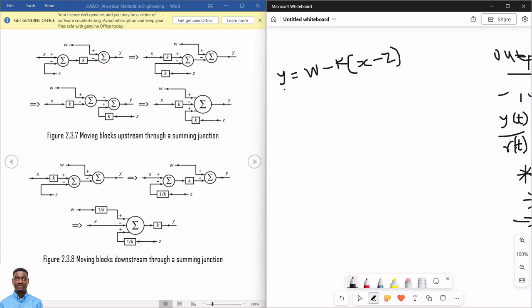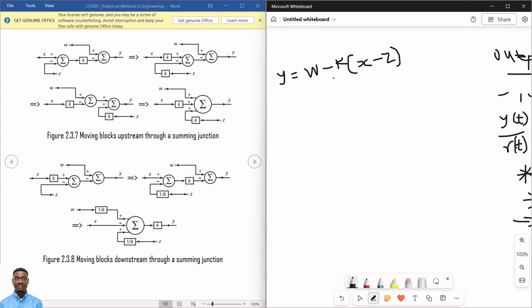Y is my output, y to the left of my equality sign. And from this input axis, I have z flowing on this line, going into the summing junction, negative terminal, x flowing on this line, going into positive end of this summation junction. So x minus z will be the output on this signal wire here, going into k. So that means k into x minus z.